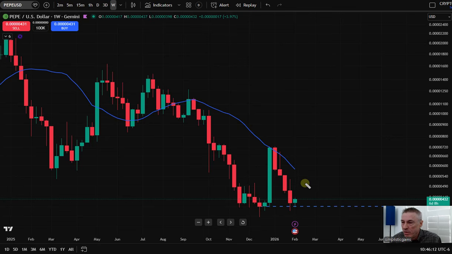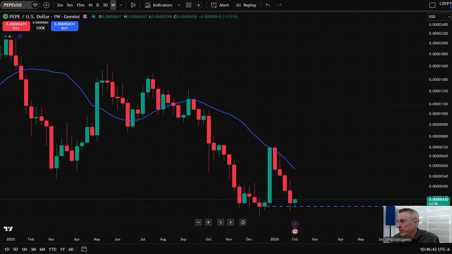Now, what Pepe needs to do is take out this level here. I can't even read that number, so many zeros there. But take this out. What I'm getting at, in all seriousness, is take this out, probably hit it, be resistance, pull back, and then you start getting up here. That could lead us to a nice little run to that next resistance zone a little higher.